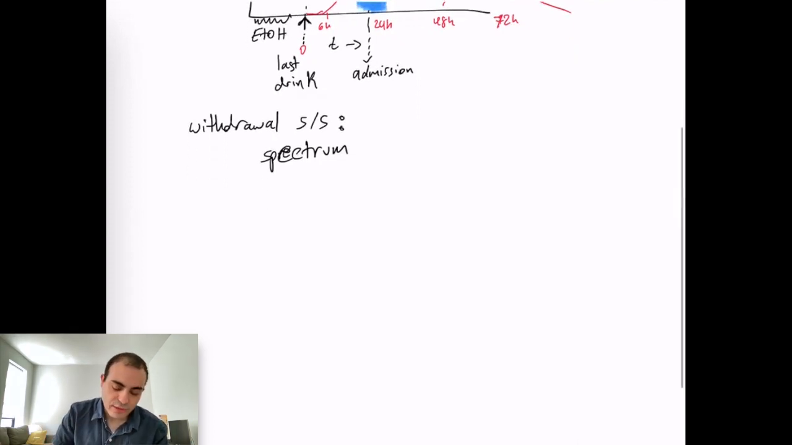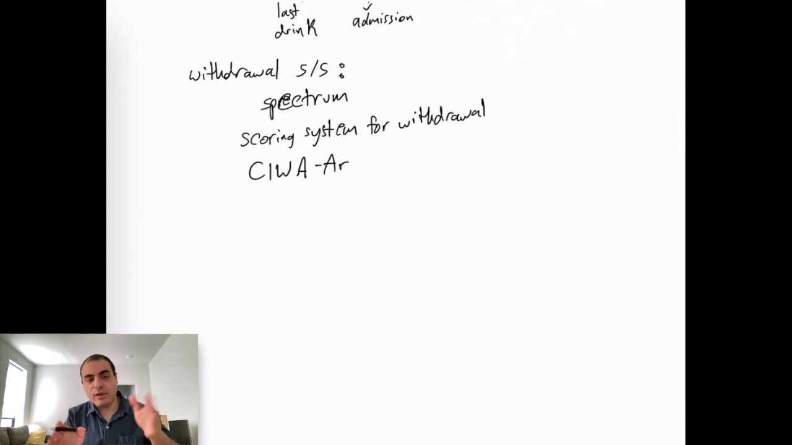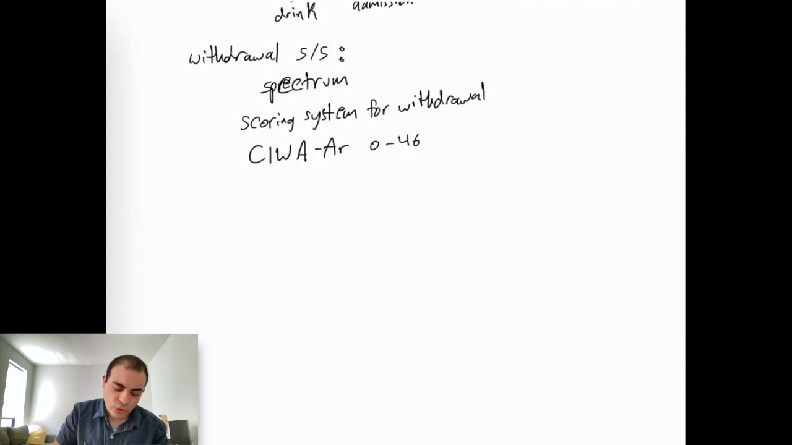But because it's so subjective, they created a scoring system, just like everything in medicine. We create scoring systems for the withdrawal. And this system is specifically used for alcohol withdrawal. You have to know this. You don't have to memorize the scale, you just have to know the name of it. It's called the CIWA protocol, specifically CIWA-AR. The CIWA protocol is the grading system that was created to objectively say whether the patient is having mild, moderate, or severe withdrawal. The score goes from 0 to 46 or so. And what you need to know is that if the score is greater than or equal to 20, then this is a high risk for DT.